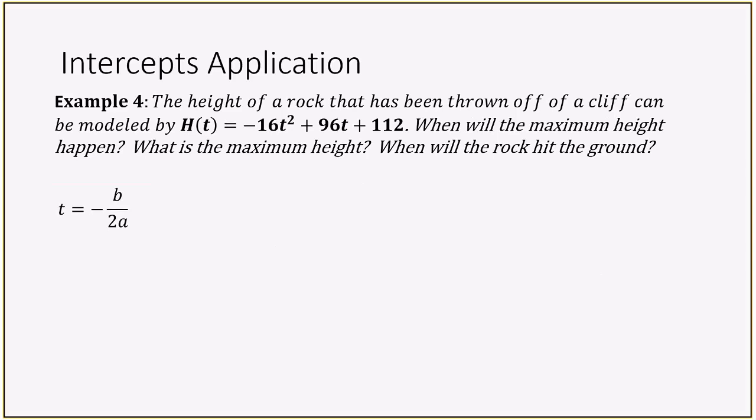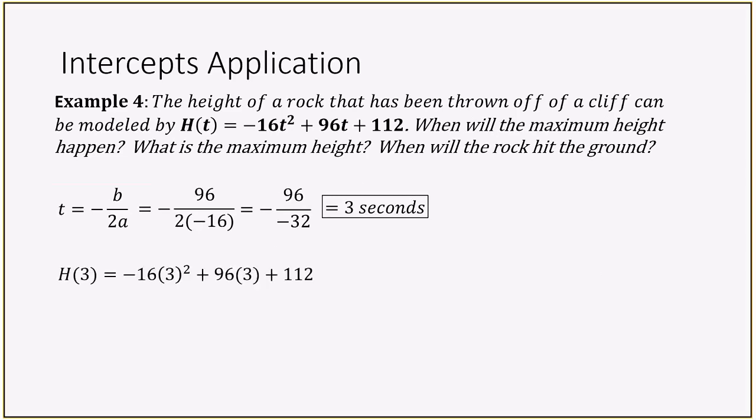It's going to be -b over 2a, so -96 over 2 times -16, -96 over -32, which is 3. And then in the context of the problem, that's seconds. That's my time. So that's how long it's going to take for it to reach a maximum height. Now, to find the maximum height, that's going to be the k value. So to find my vertex, I'm going to plug in 3 into those spots, multiply through, and yes, I included my units. I have 256 feet is the maximum height of the rock.